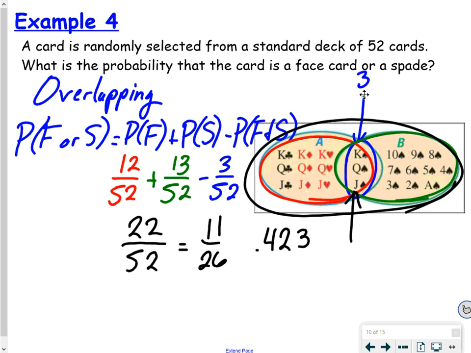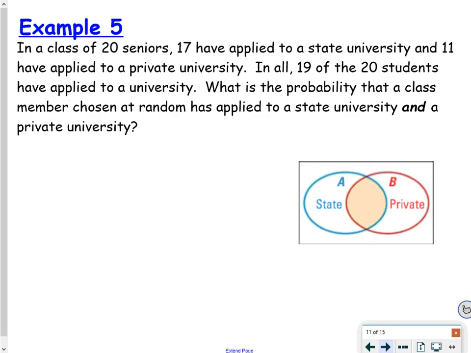All right, so a good example would be the next one. This is kind of confusing wording here. In a class of 20 seniors, 17 have applied to a state university, and 11 have applied to a private university. In all, 19 of the 20 students have applied to a university. What is the probability that a class member chosen at random has applied to a state university and a private university? What we're trying to figure out is how many people have done both.